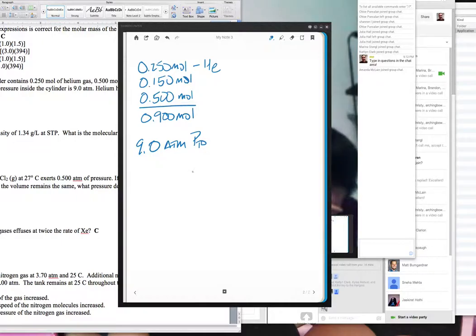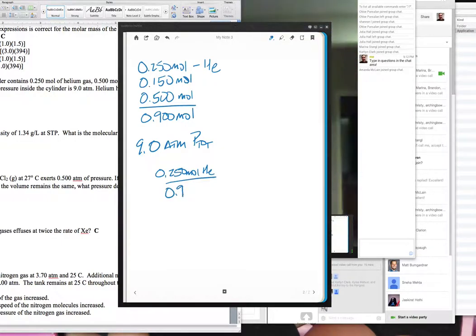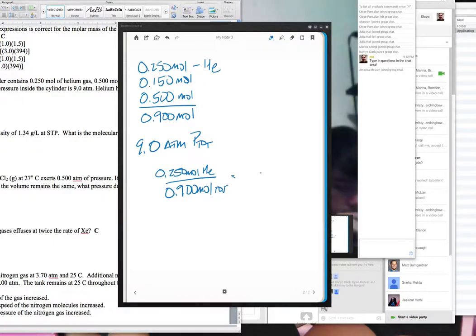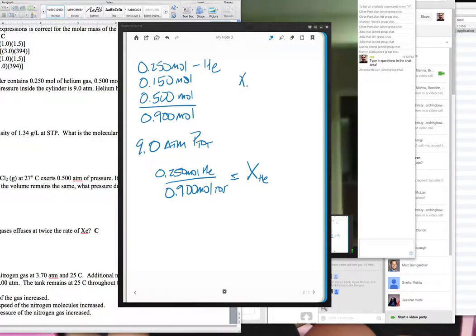Yeah. Okay, so remember the mole fraction? You have 0.250 moles of helium over 0.900 moles, which is the total. Okay. Which I represent with a big X. This is our mole fraction for just helium. So remember, mole fraction of whatever your gas is equal to the moles of your gas over the total moles.